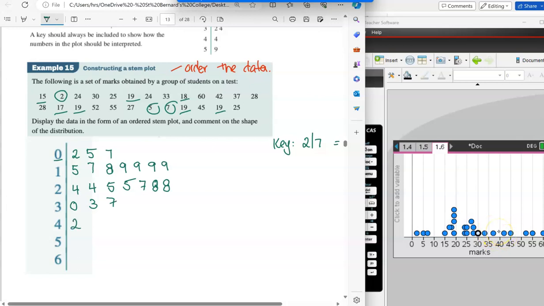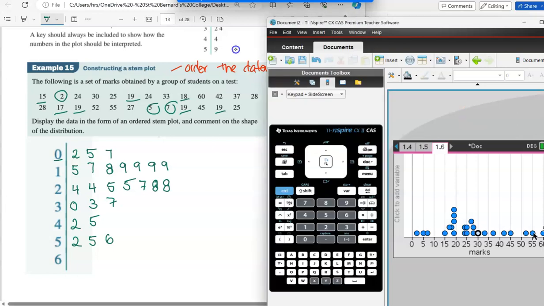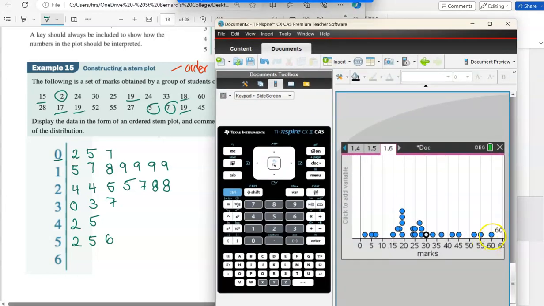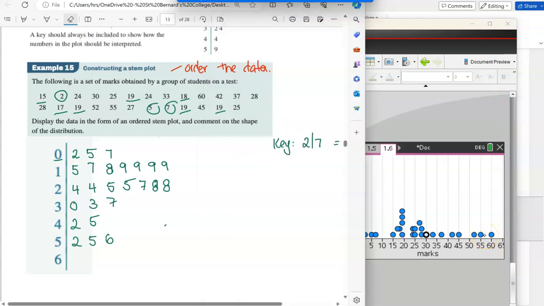So 42, 45, then 52, 55, and 56. Is that what we all got? Was there 56? No, 60. 60, sorry. So take that one back. So it was 60, sorry.